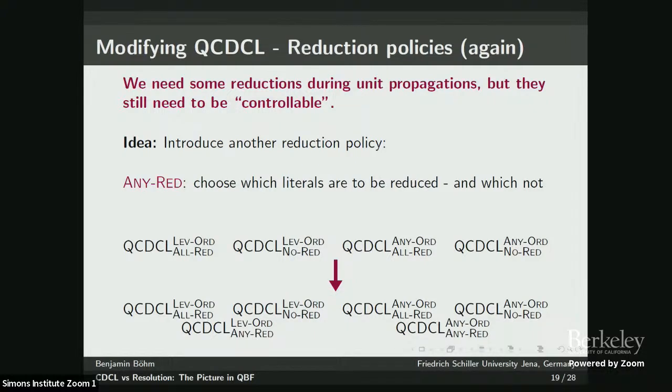The idea is that we just choose which literals are to be reduced and which not. That means sometimes we can reduce, sometimes not. This is what this new reduction policy, any red, means. That means we get 2 additional systems here with this any red reduction policy.